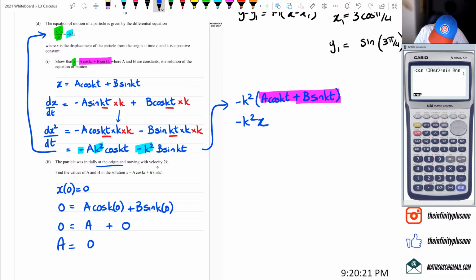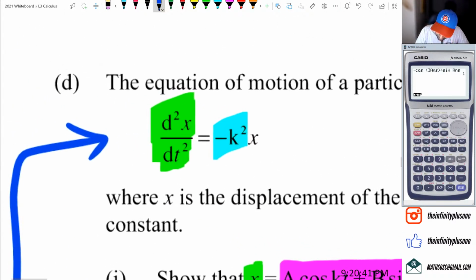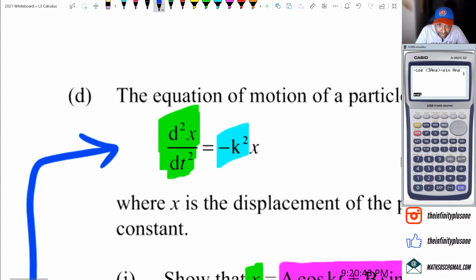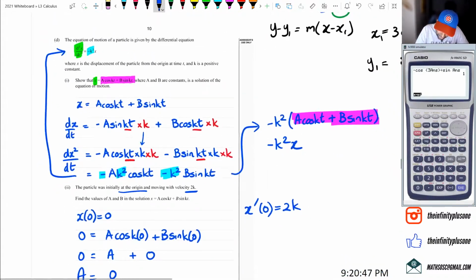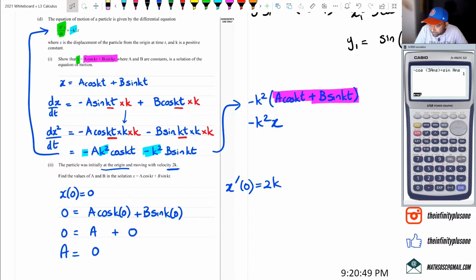Now the second thing it also says is moving with velocity 2k. So in other words, it says x dash of 0 is equal to 2k, because remember, x is displacement. How do you know to differentiate twice? It's right here. See how the green highlighted part says d squared x over dt squared? That's how I know that I needed to differentiate it twice.